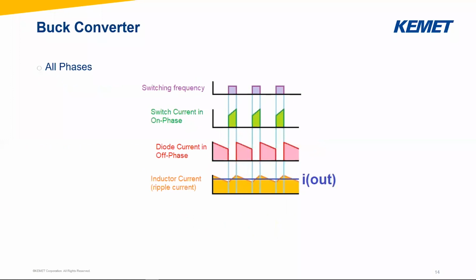And now let's see all phases together. Here we see the combination of the last two pages, the green and the red curve. This is my on phase, this is my off phase, and the inductor current is not constant. This is what we call ripple current. Well, the best thing is to have no ripple current, but we have a ripple current. And with the output capacitor, and most of you might know that we have the best solutions from KEMET to choose the right output capacitor, we can smooth this curve a little bit.